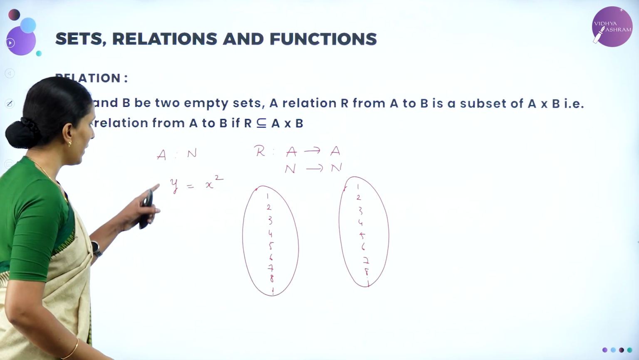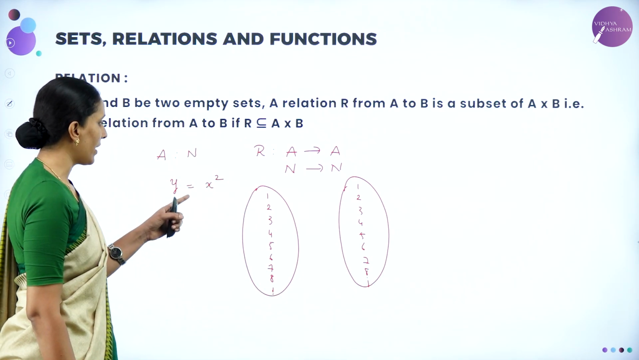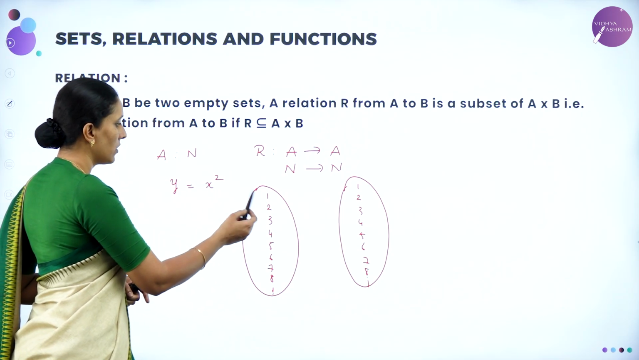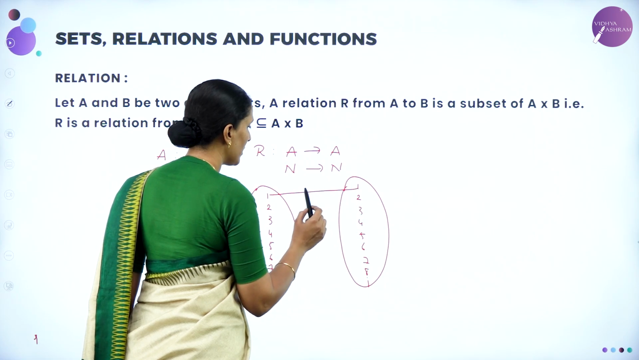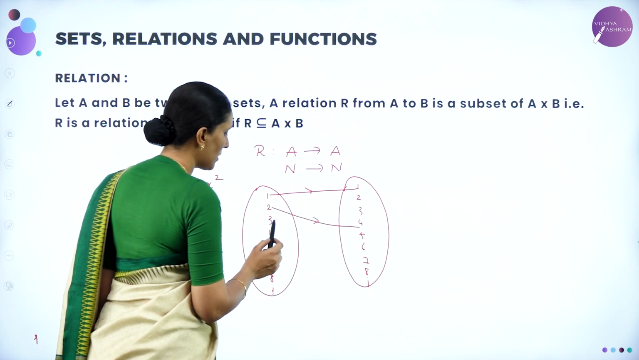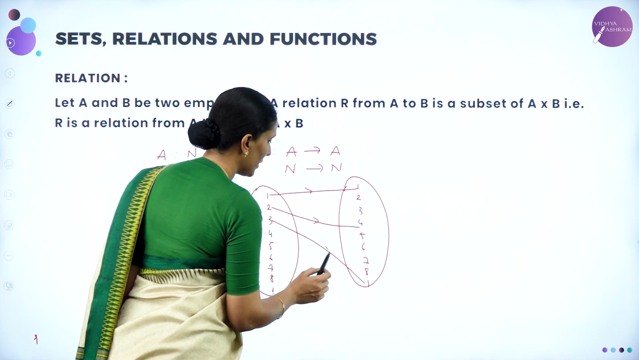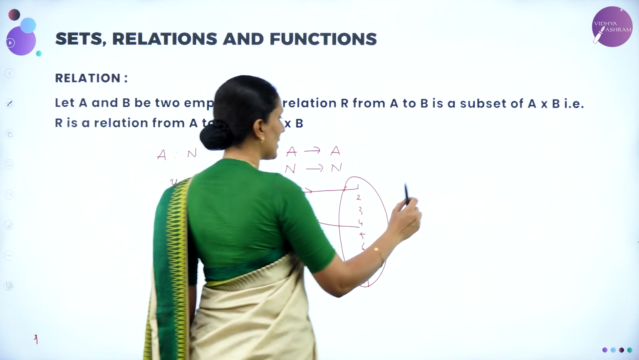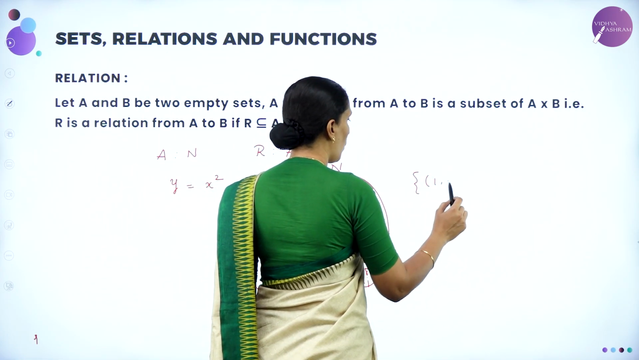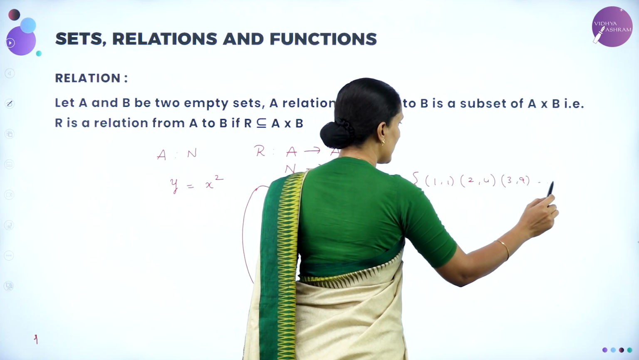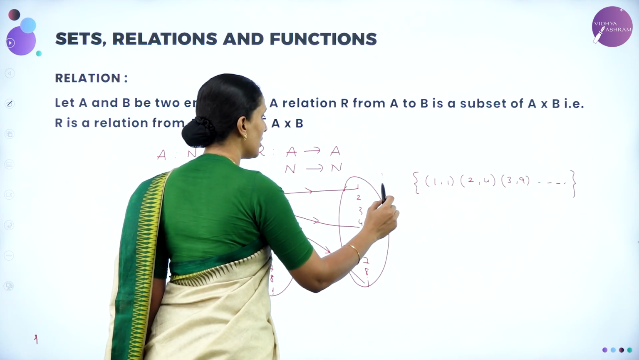Now consider here we have taken a relation in the form of y is equal to x square. So if you substitute the value as 1, 1 is 1 square, it is connected to 1. 2 is 4. Similarly, if we go to 3, it is 9. So 4 is connected to 16. So the ordered pairs here will be in the form of (1, 1), (2, 4), (3, 9), etc. So this is the relation set.